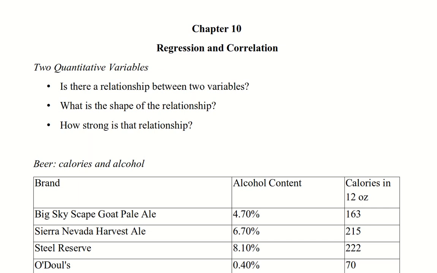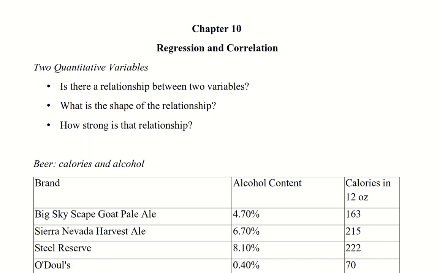Okay, welcome to Chapter 10. We're going to leave hypothesis tests and confidence intervals behind, and we're going to look at data in a different way. We're going to look at a relationship between two sets of data. So for our first example, we're going to look at the alcohol content and the number of calories in a 12-ounce container of beer. Chapter 10 is about regression and correlation.